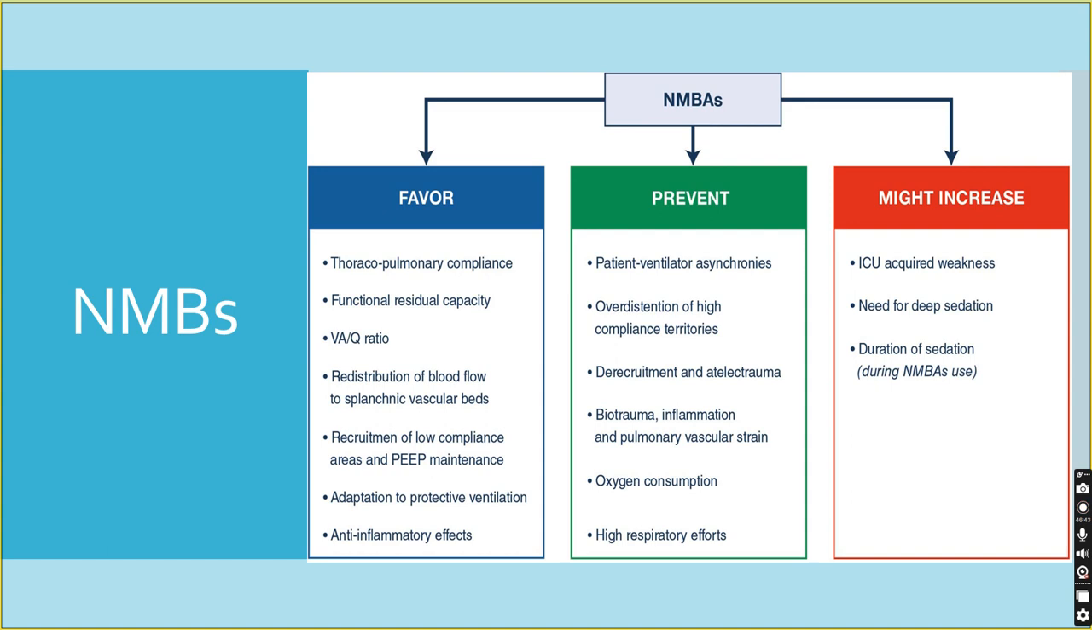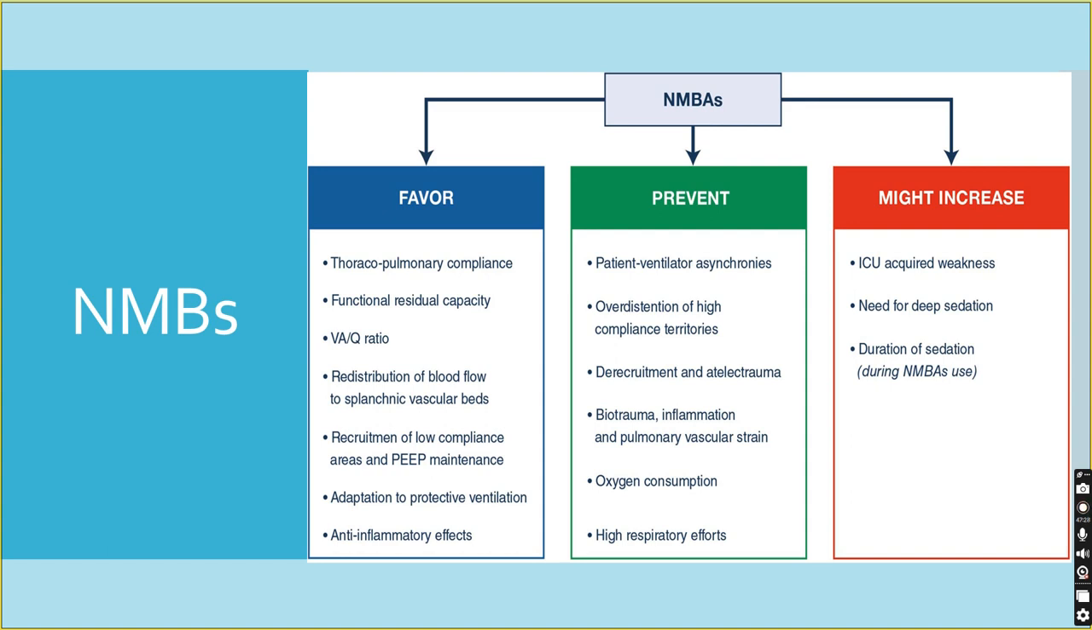So what are the things in favor of neuromuscular blocking agent? They improve thoracopulmonary compliance. They improve functional respiratory capacity. They improve ventilation perfusion ratio, distribution of blood flow to splanchnic vascular beds, recruitment of low compliance areas and PEEP maintenance, adaptation to protective ventilation and anti-inflammatory effects. It prevents patient ventilator asynchrony or overdistension of the high compliance territories, de-recruitment and atelectrauma. Biotrauma, inflammation, and pulmonary vascular strain is prevented by these drugs.